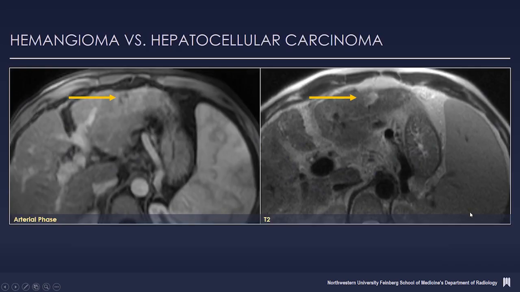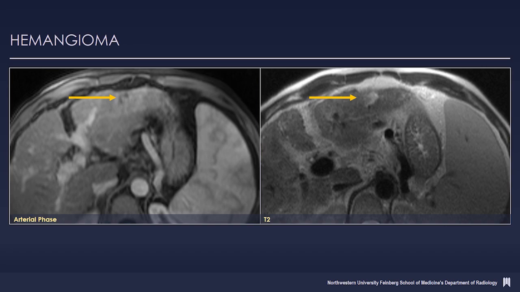How about this patient? A different patient. Again, you see that peripheral nodular enhancement. Again, you see it's bright on T2. So again, now you're a little gun shy. I'm asking you, is this a hemangioma or is this a hepatocellular carcinoma? Normally I ask people to raise their hand. No one raises their hand. But in this particular case, what did this turn out to be? Hemangioma. And how do I know that this is a hemangioma?